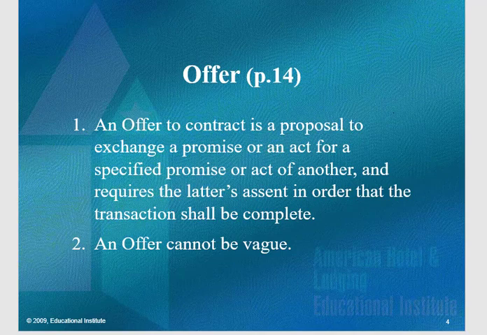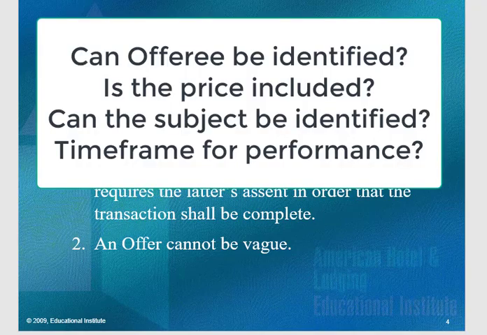And how do you determine someone's intent? It's very difficult. So the law is going to look at whether or not the offeree, the person to whom the offer is made, can be identified, whether or not there is a price present, whether the subject matter of the contract can be easily identified, whether there's a reasonable time frame for performance.